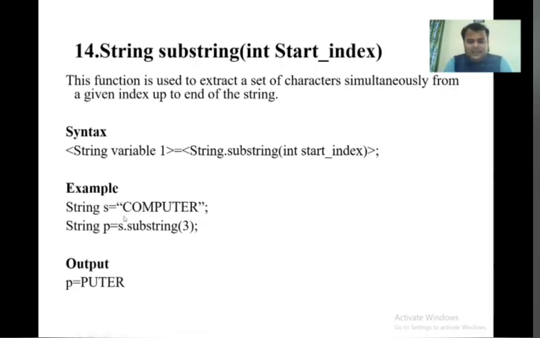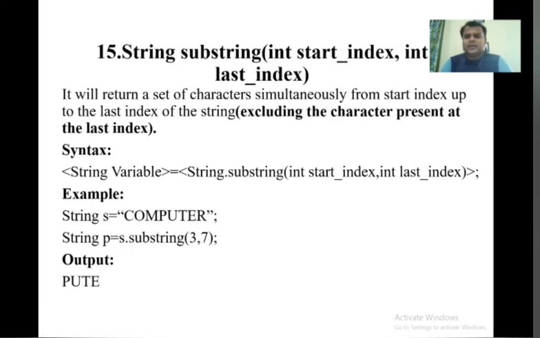Okay. Example, here in computer, the indexes start from 0, 1, 2, 3, 4, 5, 6, 7. Here the starting index they have taken is 3. 3 means 0, 1, 2, 3, P. It will start from P, U, T. It's going to print starting from 3. After that, whatever characters are there in the string, we are going to print.